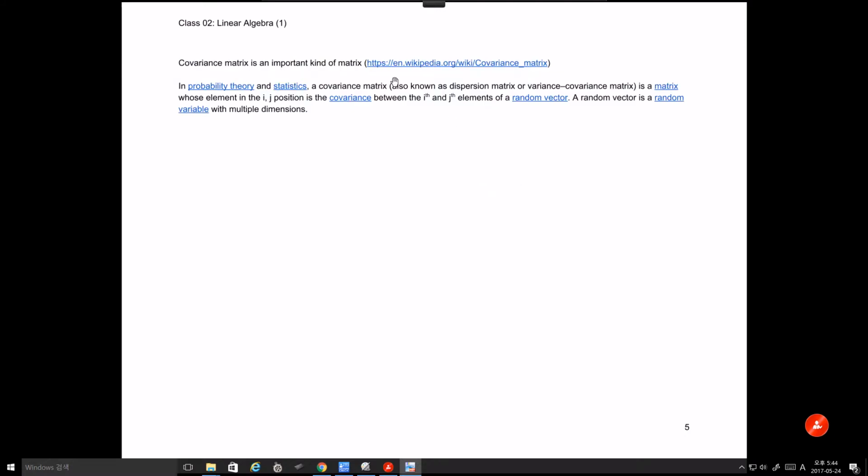Covariance matrix is an important kind of matrix. In probability theory and statistics, a covariance matrix, also known as dispersion matrix or variance-covariance matrix, is a matrix whose element in the ij position is the covariance between the i-th and j-th elements of a random vector. A random vector is a random variable with multiple dimensions.